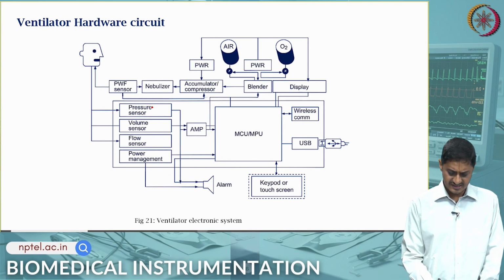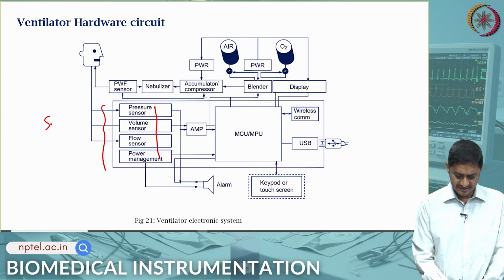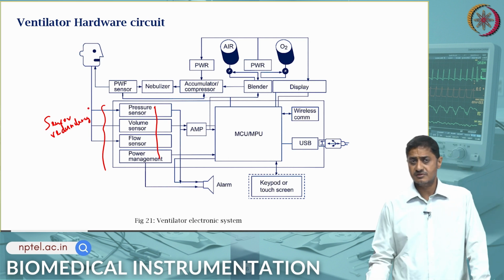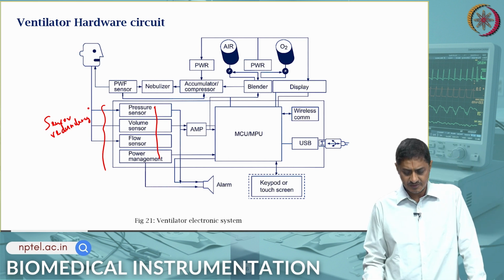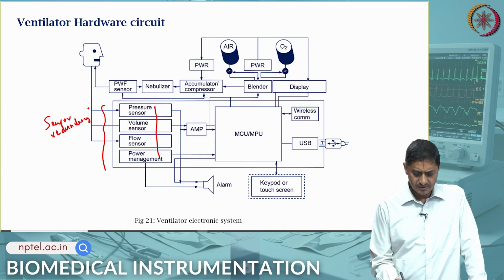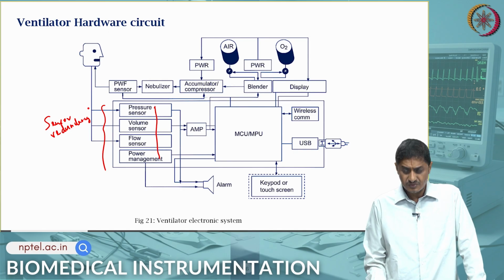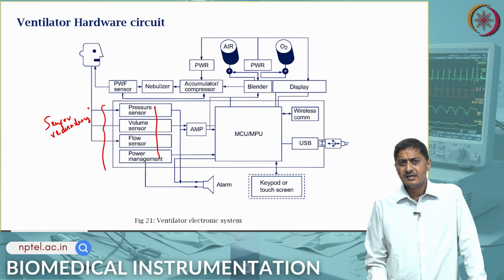Note the various sensors that are there: pressure sensor, volume sensor, flow sensor. It's useful to have sensor redundancy, multiple sensors. Why? Because it's a very critical function. If one sensor doesn't work, you must be able to capture from another sensor. This information is then used to control the inputs of the ventilator.